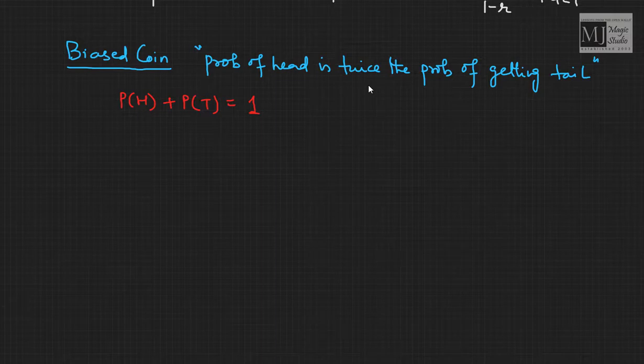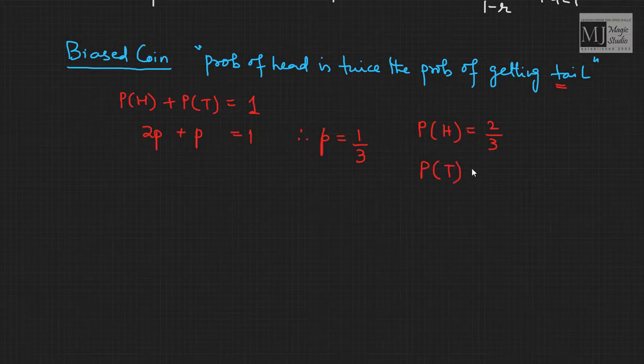अब यहाँ बोला probability of head is twice the probability of getting a tail. Suppose probability of getting a tail is P, then probability of getting a head is 2P. Now 2P plus P is 1. In this case, P equals 1 by 3. That means probability of getting a head is 2 by 3 and probability of getting a tail is 1 by 3.